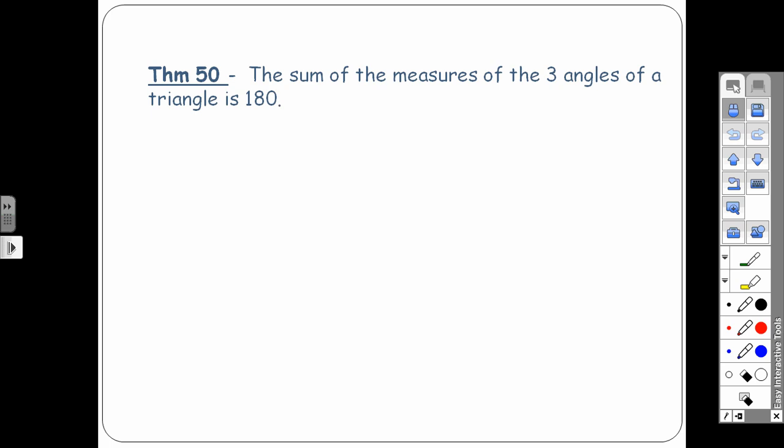we haven't. Okay, so we start off with theorem 50, which says that the sum of the measures of the three angles of a triangle is 180 degrees. And I know you guys already know that because you've been taught that before and we've mentioned it a few times in class. So here it is, officially, theorem 50, you're good to go.